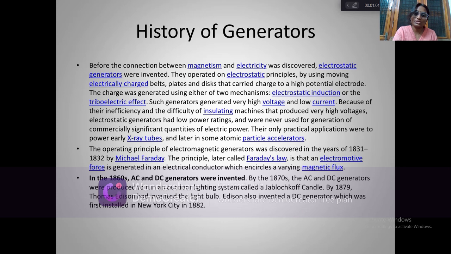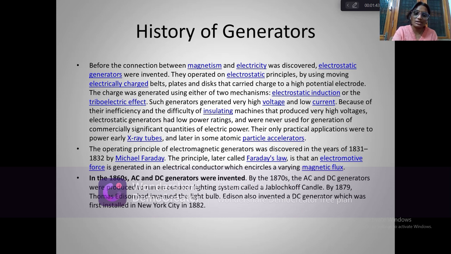The charge was generated using either of two mechanisms: electrostatic induction or the triboelectric effect. Such generators were high voltage and low current. Because of their inefficiency and the difficulties of insulating machines that produced very high voltages, electrostatic generators had low power ratings and were never used for the generation of commercially significant quantities of electric power. Their only practical applications were to power early X-ray tubes and later some atomic particle accelerators.